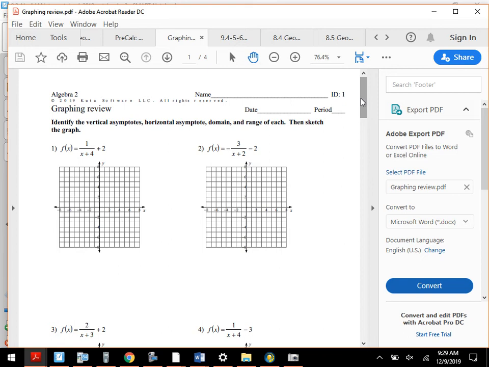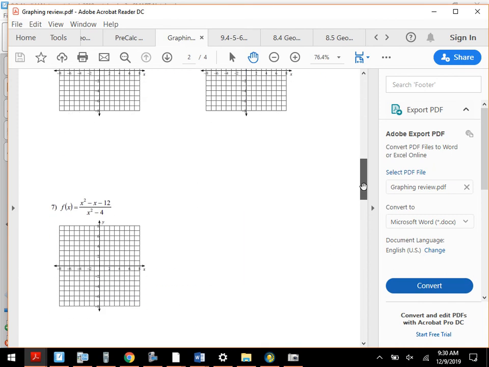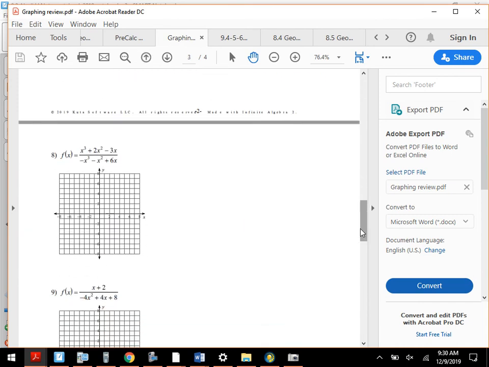Yes, sir? Sure. So, on this graph one, I'll start with 8.